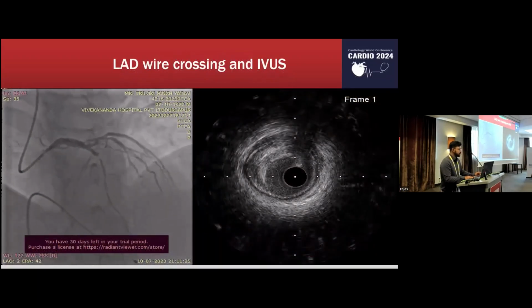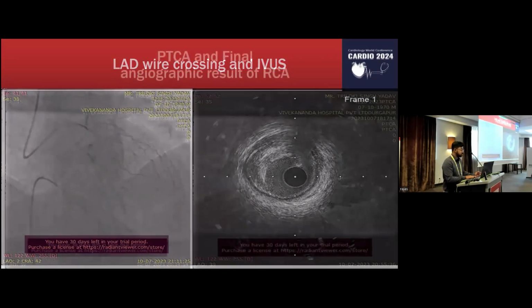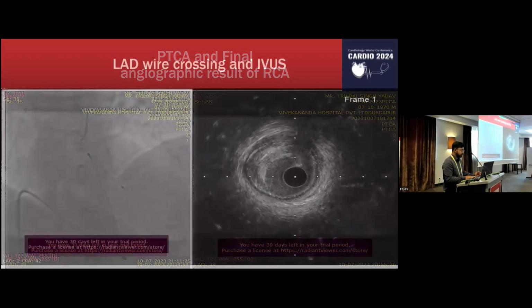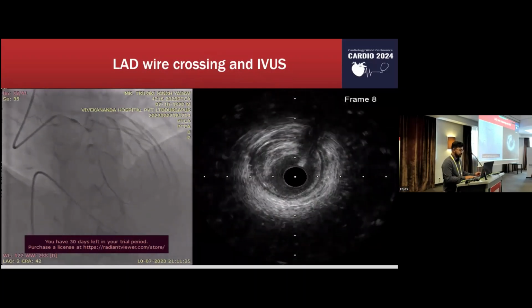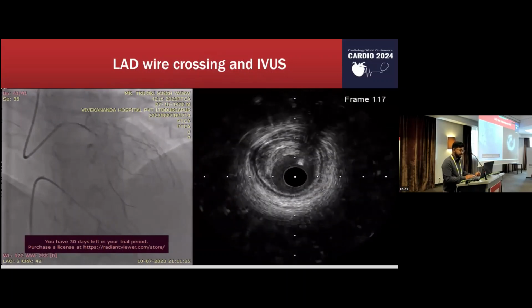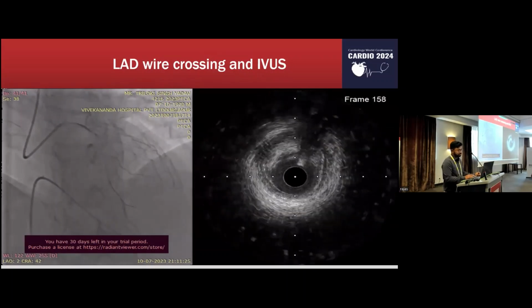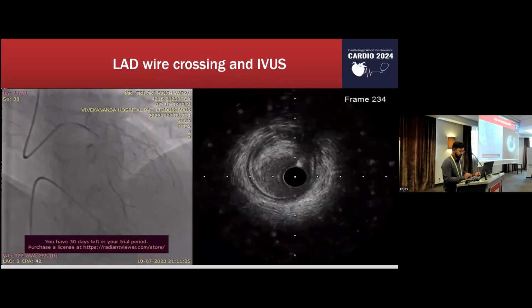This is the LAD. You can see after crossing the LAD with a Filter XT wire, what I did, I took an IVUS run. This is the IVUS run. LAD was a little bit less calcific than RCA, but again, it was fibrocalcific. So I decided to go for rotablation.